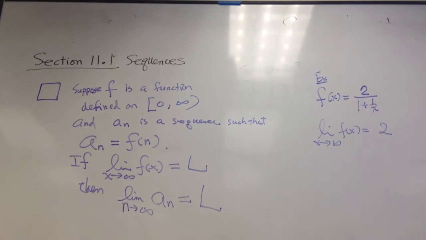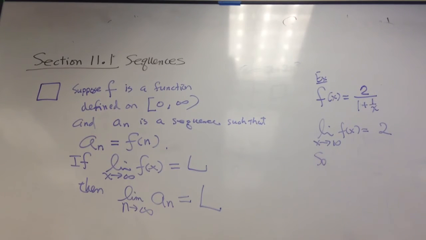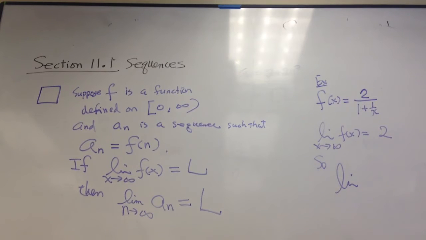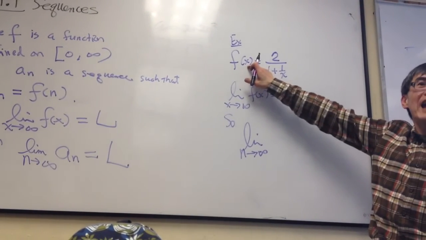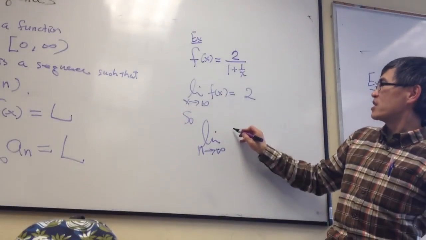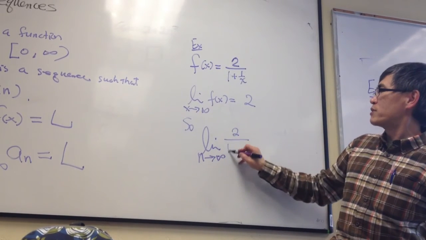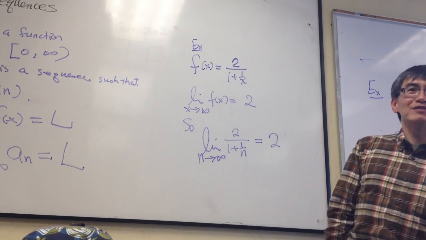2. Right? So, if I build a sequence, an, or maybe I just say, if the limit as n goes to infinity, then I just use this formula, which you can input any positive real number x, but I input what? n, right? Integer. So 2 over 1 plus 1 over n, what is that? Must be the same limit too.